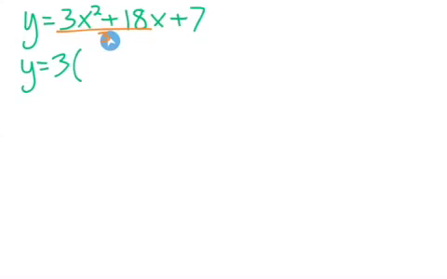3x squared divided by 3 is x squared. 18x divided by 3 is 6x. Close the parentheses, and then I bring down the plus 7. So why did I just have to do that? Well, part of it is I have to know what b is, and here it looks like b is 18, but you have to factor out the 3 first, and that makes b 6.